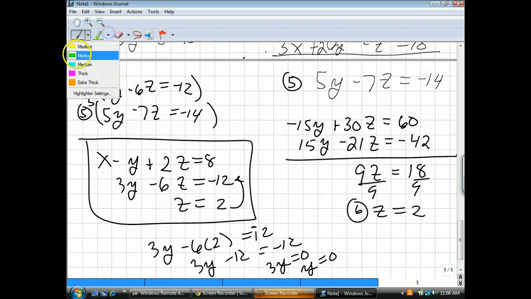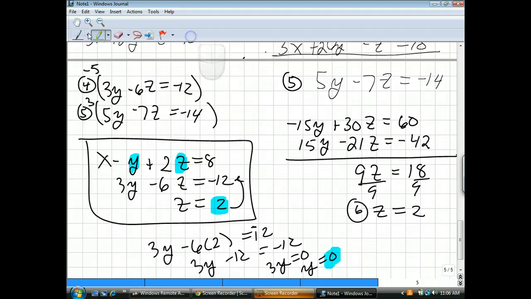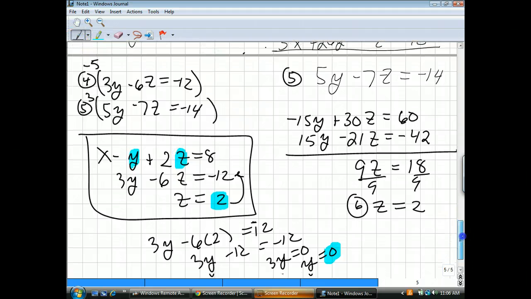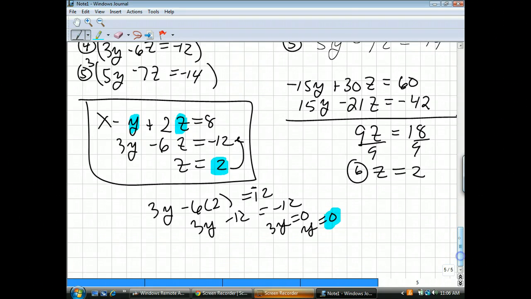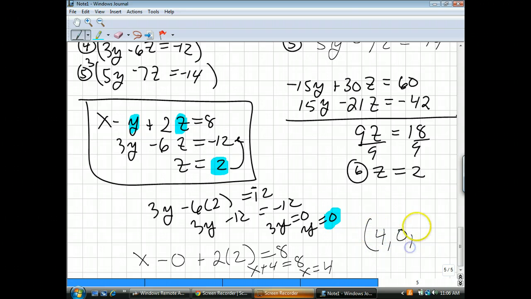So now I take the 2 and the 0 and put them in here in equation 1. So I get x minus 0 plus 2 times 2 equals 8. So x plus 4 equals 8. So x equals 4. So our ordered triple is 4, 0, 2.